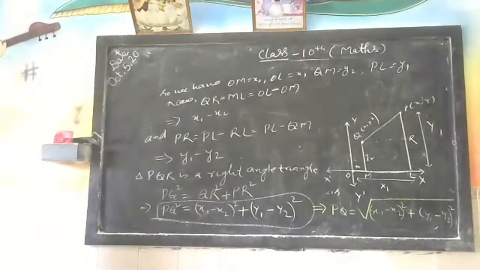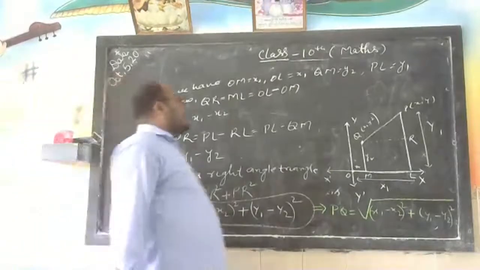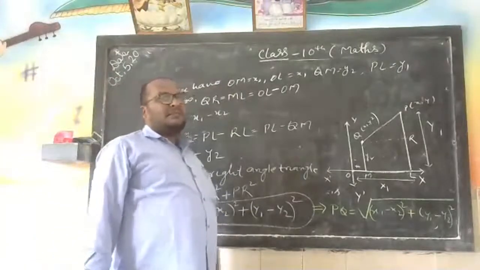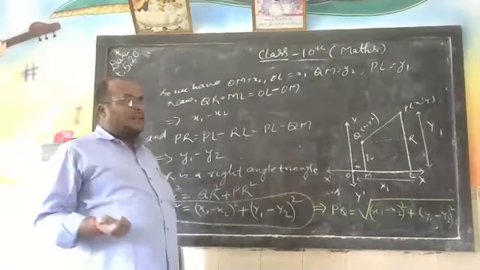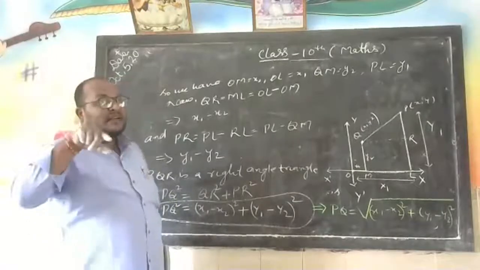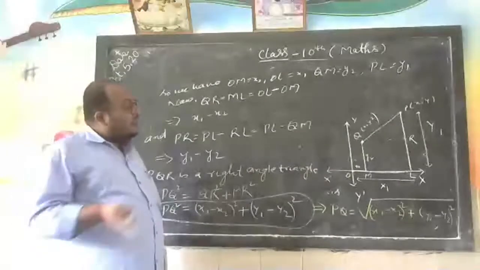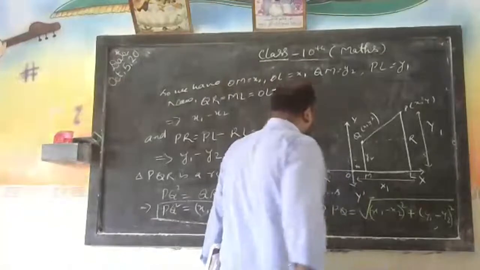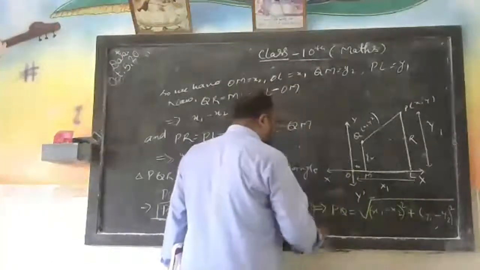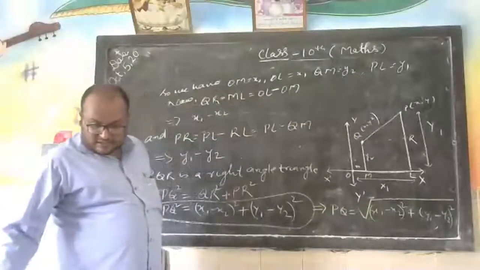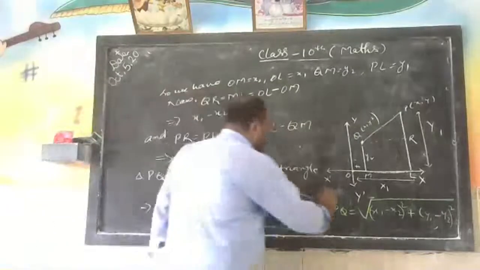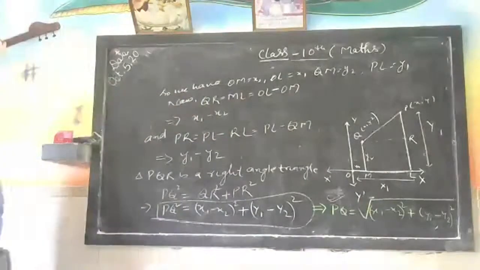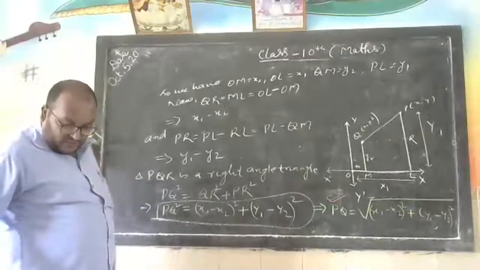To find the distance between two points which are situated in any positive plane or negative plane, if the points are situated in a negative plane, then there will be a difference in their signs, but not in the formula. So for any plane, to find the distance between two points, this is the standard formula. Keep in your mind, whenever you want to find the distance between two points in a plane, just use this formula.